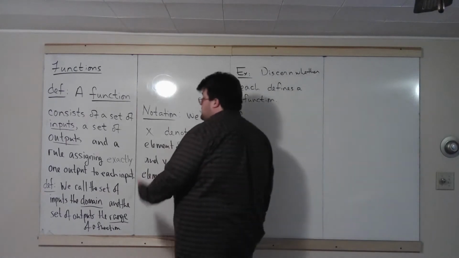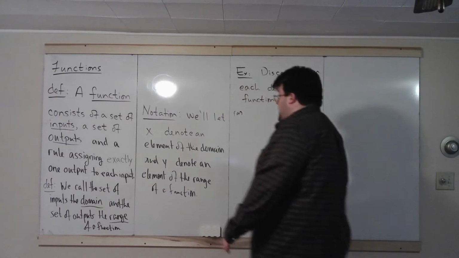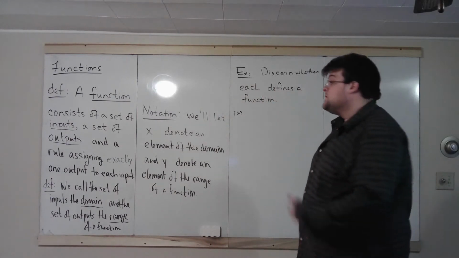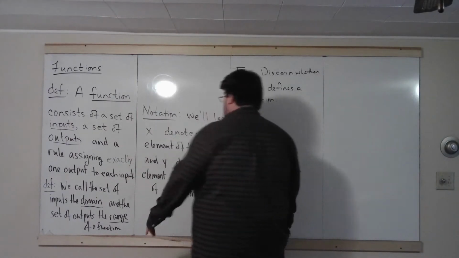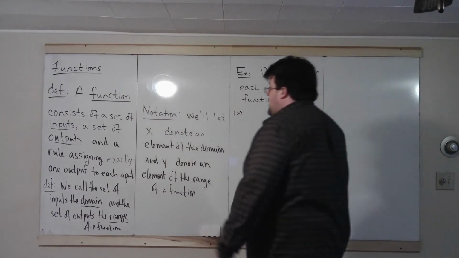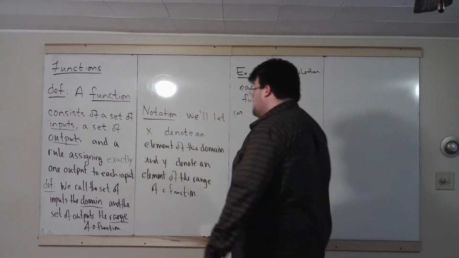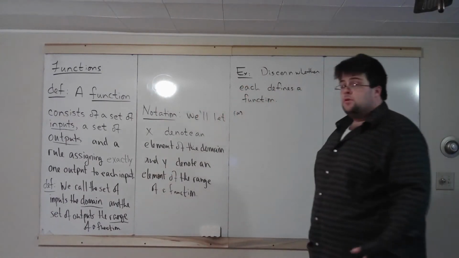And when we're determining whether something defines a function, what we're really going to be doing is looking at whether that rule satisfies this condition. But to ease language, we have this second definition. We call the set of inputs the domain of a function, and we call the set of outputs the range of a function.